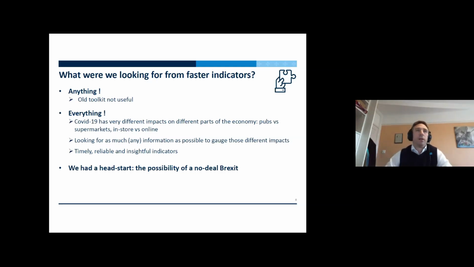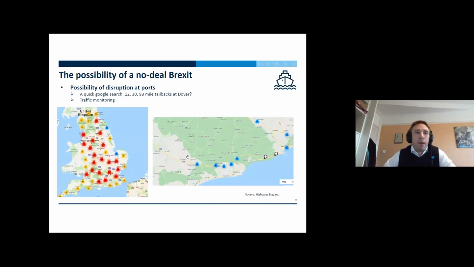Now, while much of what we'll cover has been looking at the economy in the context of COVID, fortunately, we did have a bit of a head start on some of these faster indicators, and that was thinking about the possibility of a no-deal Brexit going back 18 months or so. So I'll just cover something on that quickly.